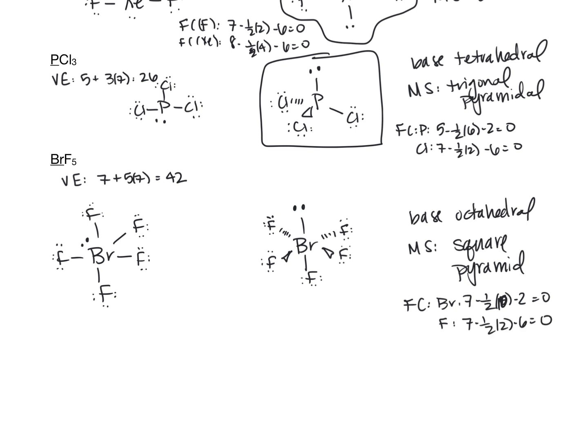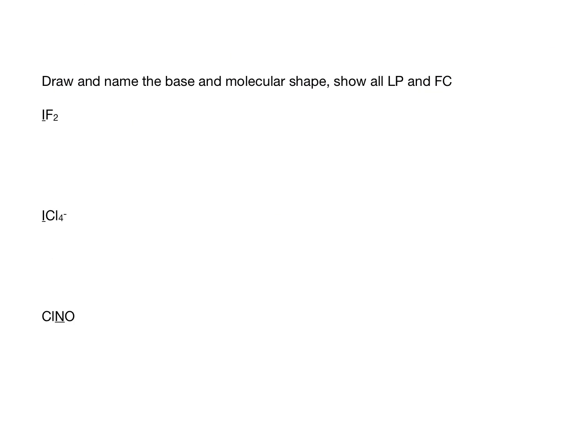So none of these structures have charges. So let's look at 3 more examples. So in this case, we can look at these. So IF2 is actually going to be negative because IF2 non-charged is an odd number of electrons. So we have 7 plus 2 times 7 plus 1 gives us 22.